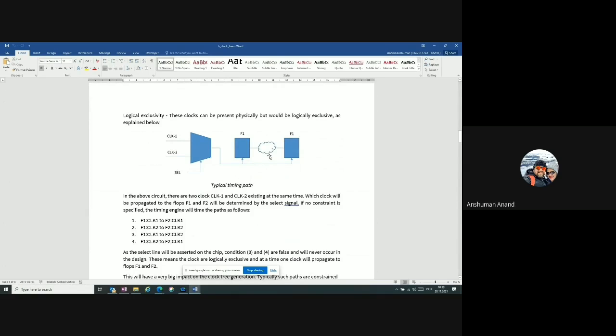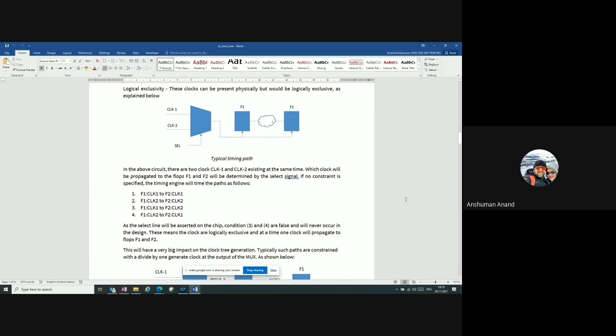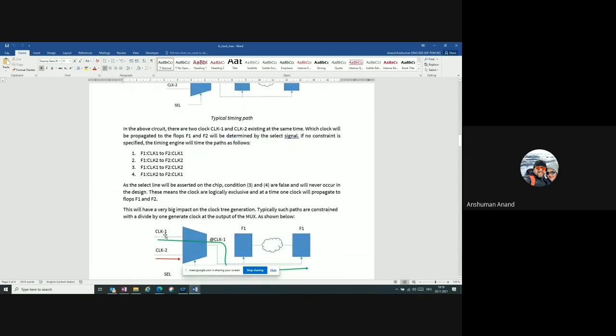Yeah, because the ST engine does not understand this. It will say that okay, all combinations are possible. Not only a scenario where clock 1 passes or clock 2 passes, or clock 1 only goes to F1 and clock 2 goes to this flop, and vice versa. And this becomes a major problem, that the timing paths and the clock tree, you will not be able to understand, and there are some fake violations here that you need to get rid of.